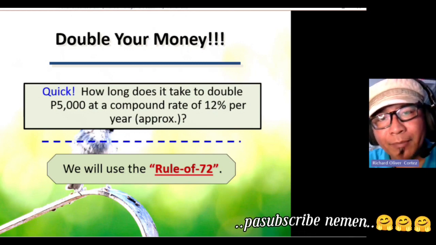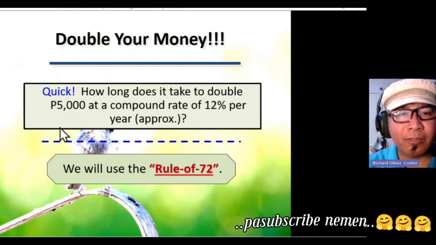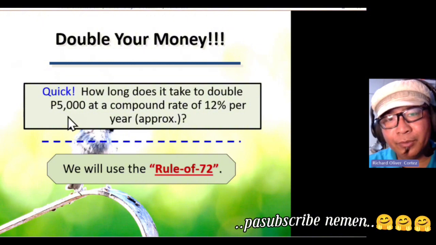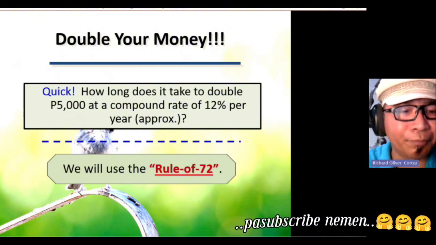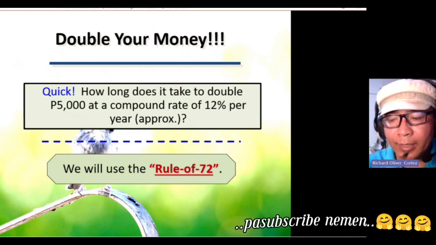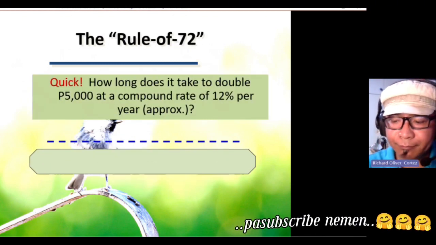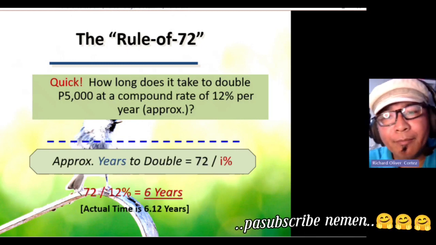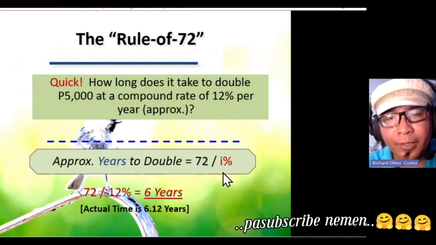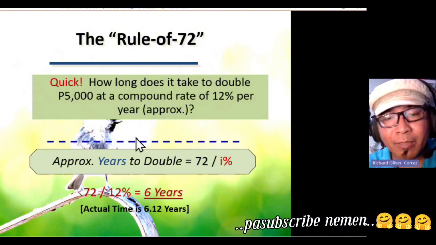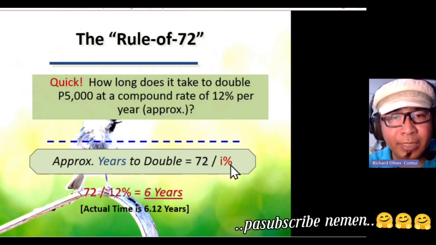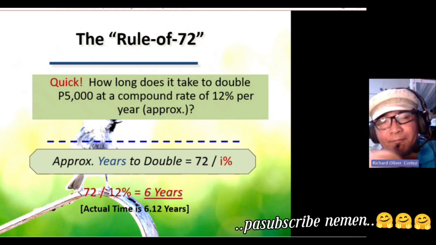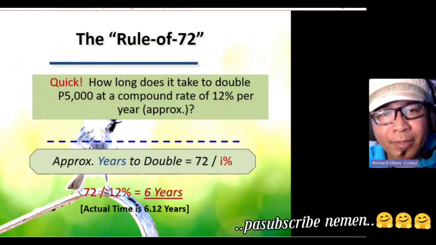Very simple. The 5,000 can be 10,000, 3,000, magkano gusto mong invest, no? So it's up to you. At gusto mo siyang madoble. So we use the rule of 72. So paano natin siya ginagamit? You simply divide the 72 by the I or by the rate. If you want to know approximately ilang taon bago ma-double, 72 divided by the interest rate given by the bank. So in this case, the interest given is 12%.